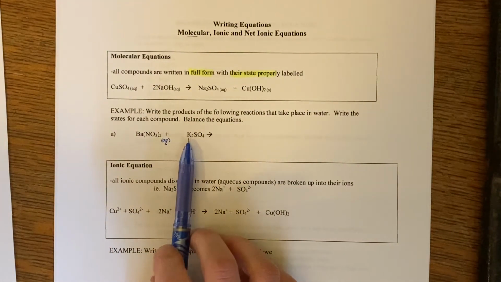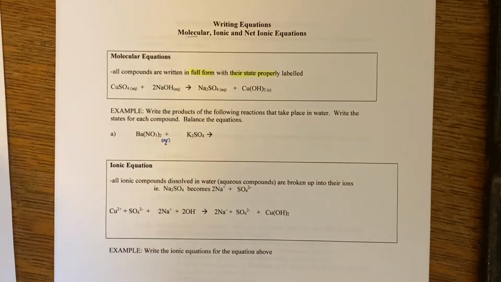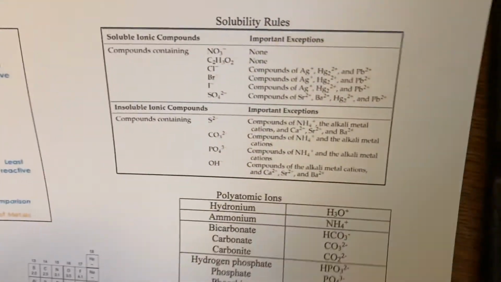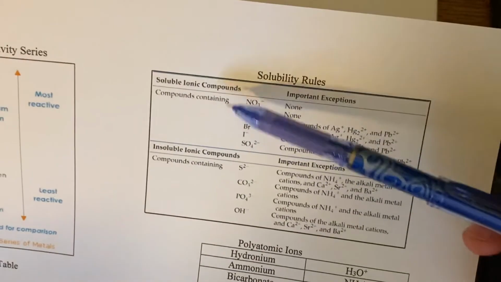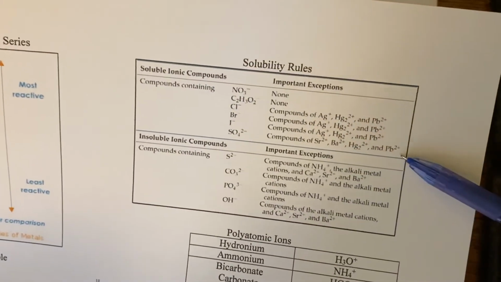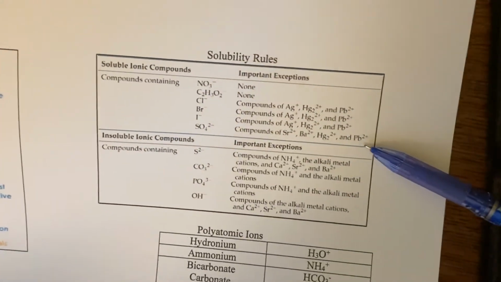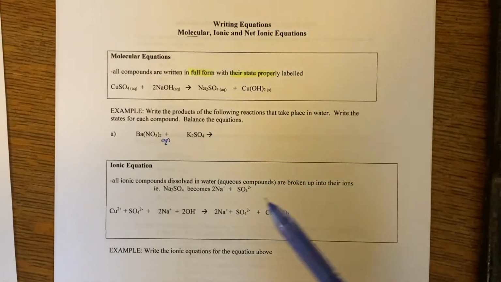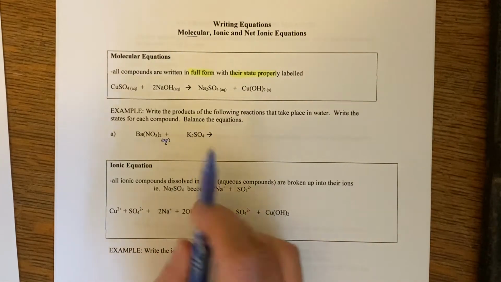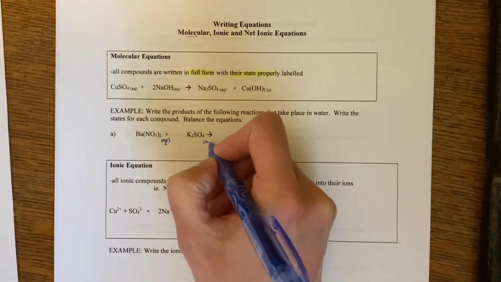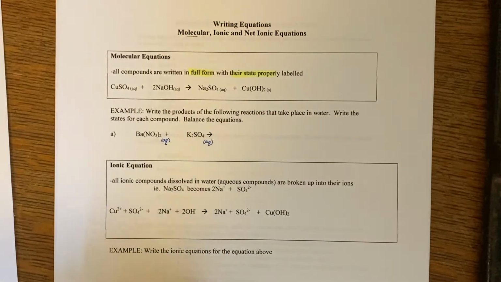Then we're going to be reacting that with potassium sulfate. Looking at our solubility rules again, sulfates are usually aqueous. There are a few exceptions, but potassium is not one of the exceptions. It's a group 1 metal. Group 1 metals are always aqueous. So this one will also have the state symbol of AQ.